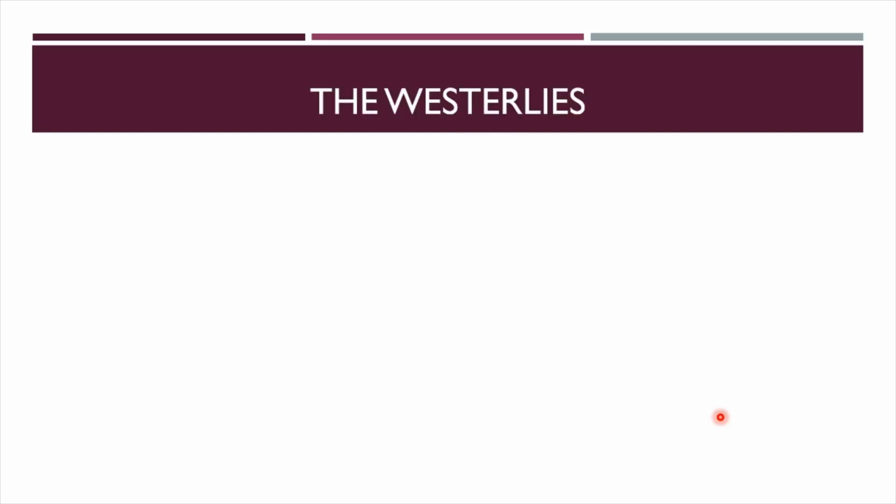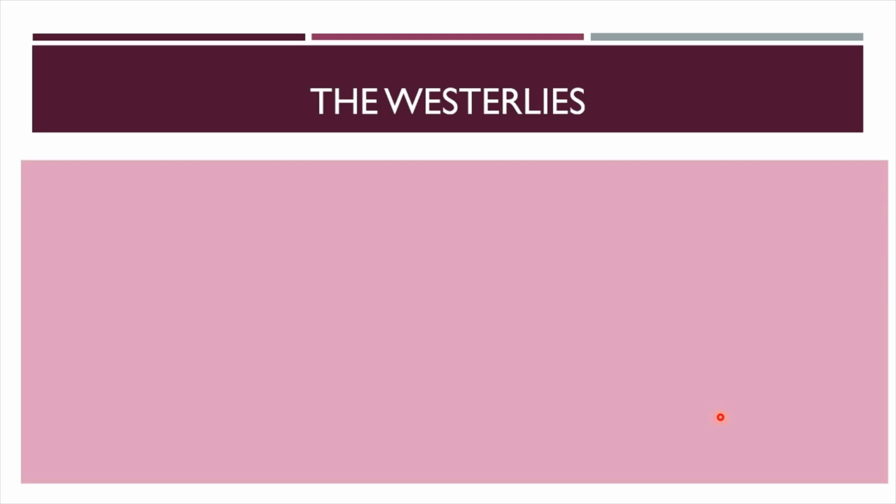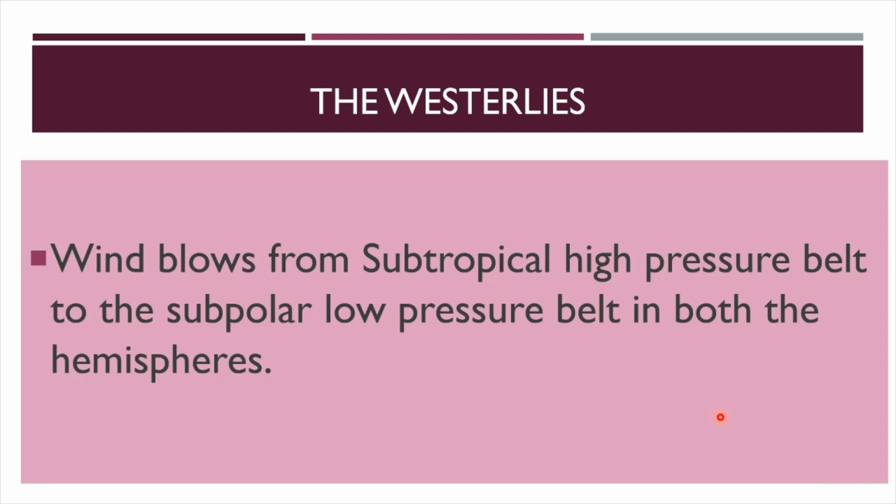Next, the permanent wind is westerlies. The first permanent wind we already learned: trade winds, northeast trade winds and southeast trade winds. Next come westerlies. What are the characteristics of westerlies? Wind blows from the subtropical high pressure belt to the subpolar low pressure belt. Here again keep in mind, wind always blows from high pressure to low pressure. We already learned what the subtropical high pressure belt is.